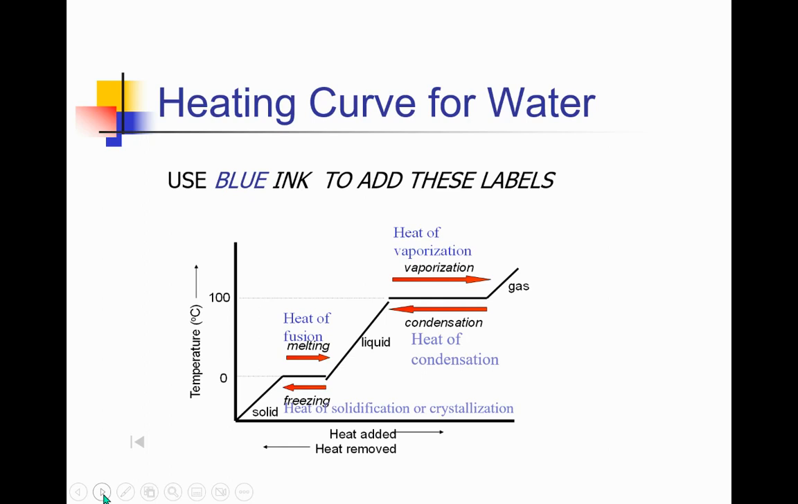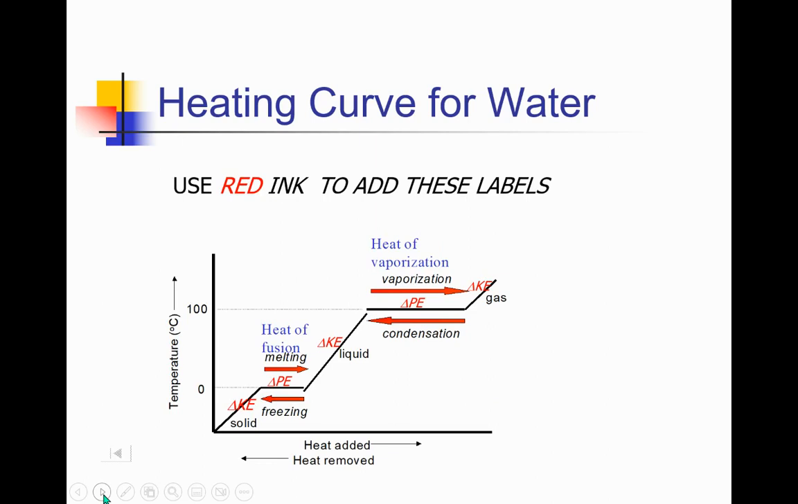The amount of heat you need to remove from a gas at 100 degrees Celsius to change it to a liquid at 100 degrees Celsius is called the heat of condensation. It's the same as the heat of vaporization, except it's negative. The amount of heat you need to remove from a liquid to change it to a solid is called the heat of crystallization. It is the same as the heat of fusion, but with a negative sign. You'll see it called heat of solidification or heat of crystallization, and the reason is because we have a couple different kinds of solids. We have crystalline solids. Most solids are crystalline, and we also have amorphous solids.